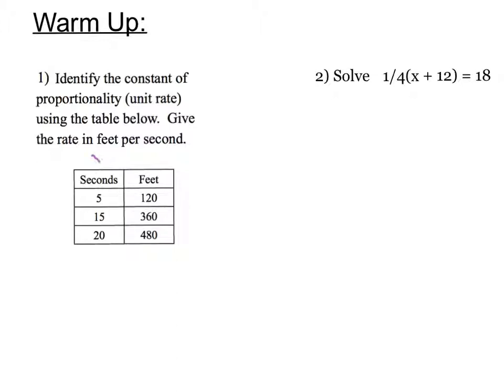Remember, seconds would be our x column, feet would be the y column. We take y, or 120, divide it by x, which equals 5. If we simplify, we end up with 24. We want to do the same for the next column. 360 divided by 15 equals 24. And for the last one, 480 divided by 20 also equals 24.